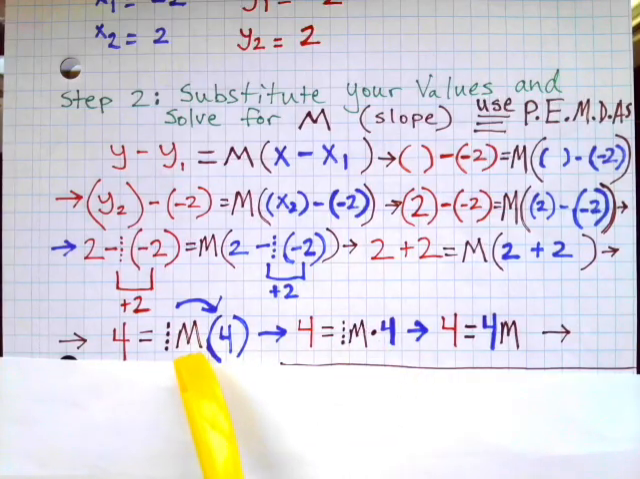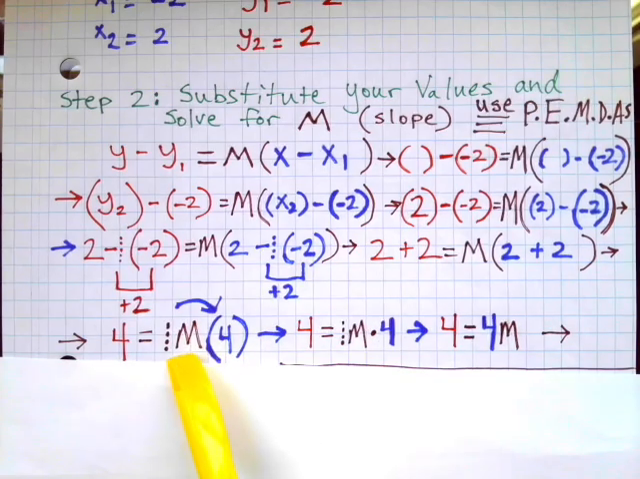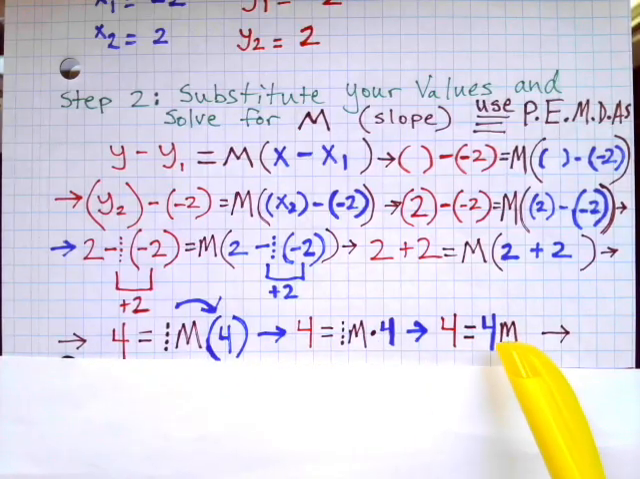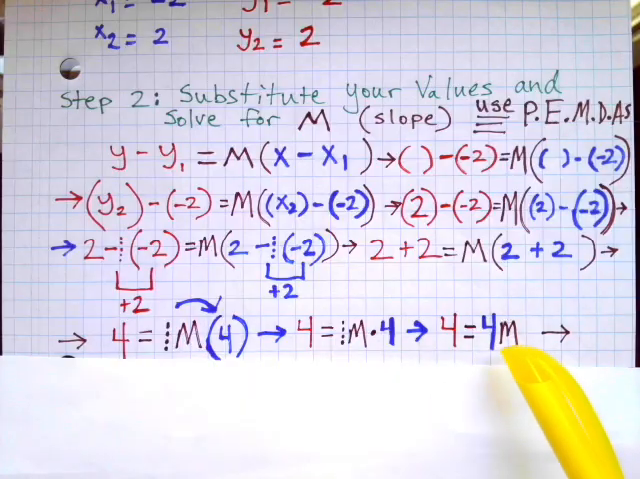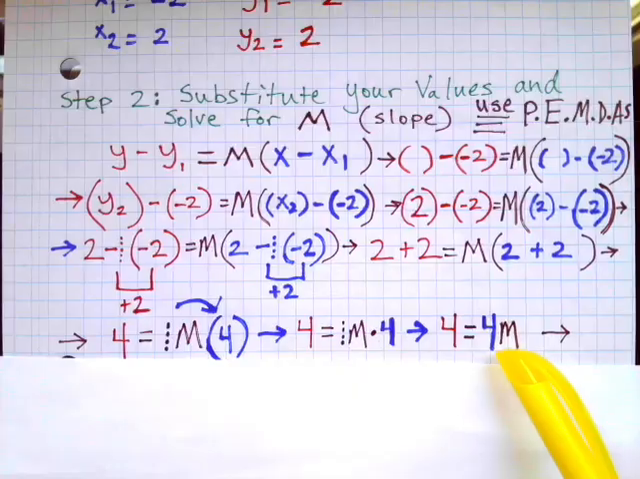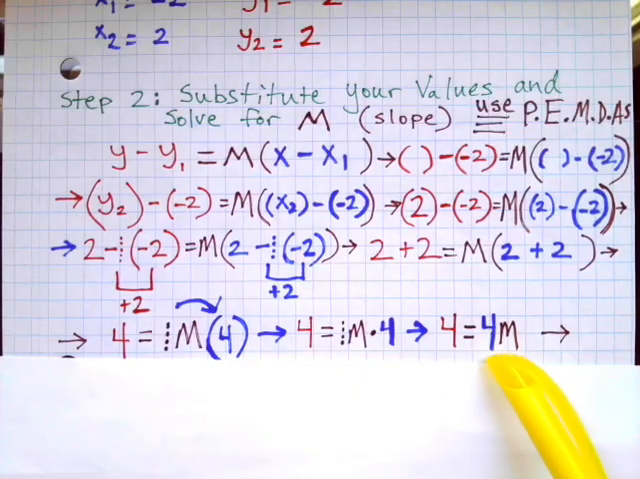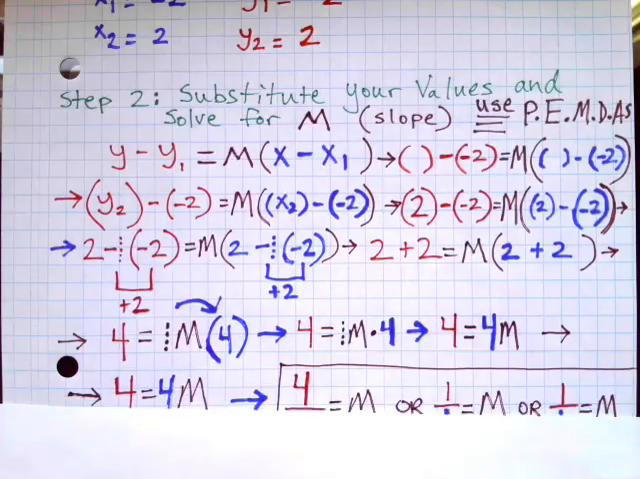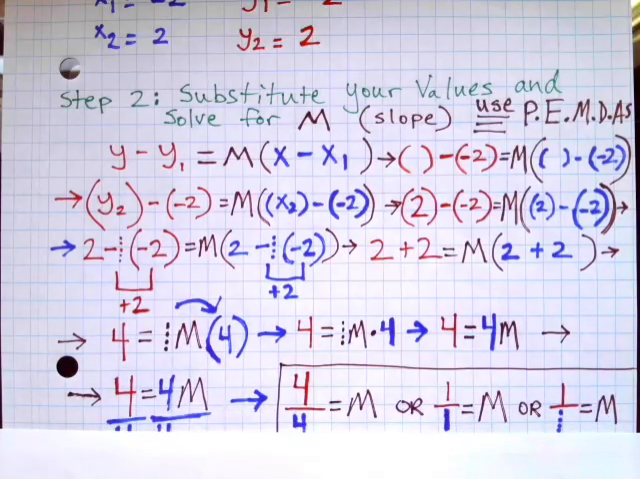A variable next to a number means to multiply. That's 1m. So 1 times 4 is 4. 4m equals 4. I'm one step away from getting the variable m, or slope, all by itself. What is the opposite of multiplying? 4 times m, it's to divide 4 to both sides. 4 divided by 4 is 1m. 4 divided by 4 is 1. I'm showing you that here.